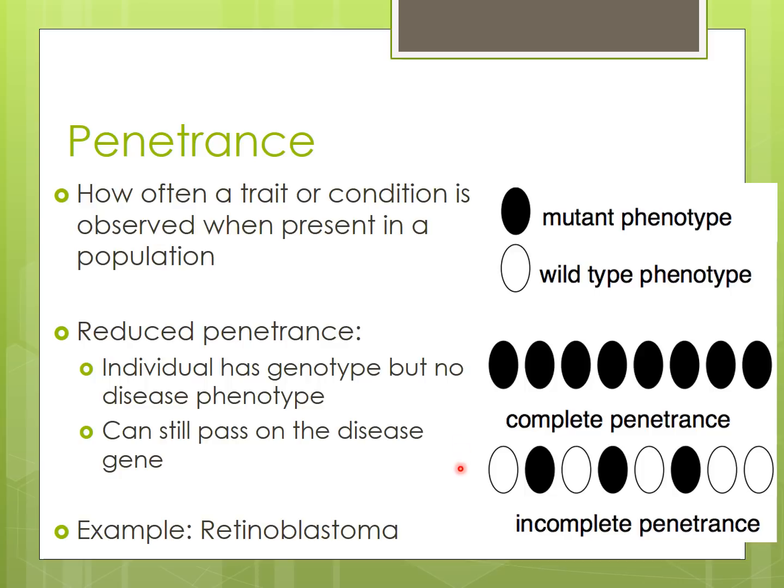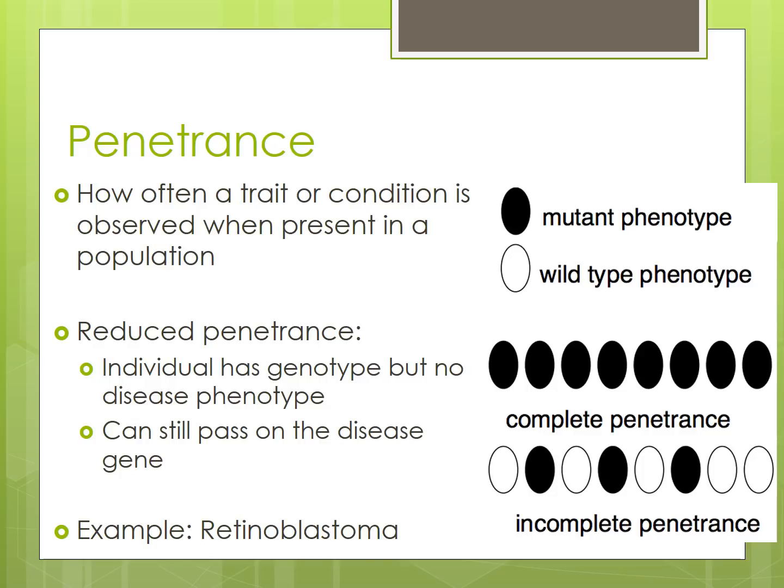So we get incomplete penetrance, or reduced penetrance, which means that there are individuals within the population that carry the genotype but do not express or show the disease. They don't show the disease phenotype. This is incomplete penetrance. The disease is not penetrating fully through the population, so you have a decreased amount of the population showing the disease, or you're not getting symptoms within all those individuals.